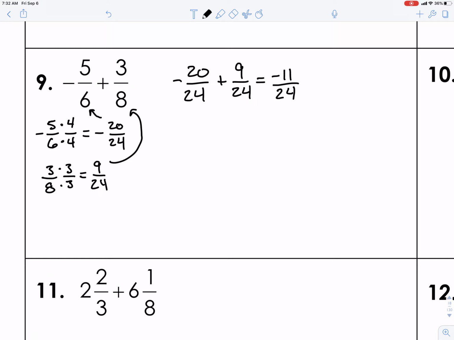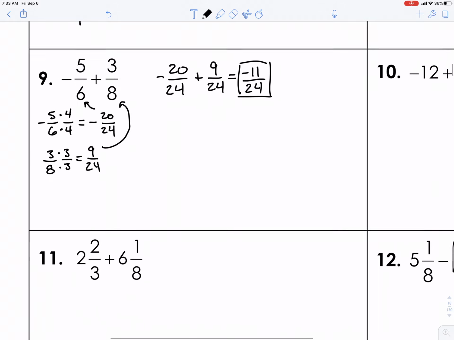Now, here we're kind of lucky. There are no numbers that 11 or 24 go into that are the same. I can't reduce it. I can't divide 11 by 2. And the only two numbers that go into 11 are 1 and 11, and I don't care about 1 because 1 won't change it, and 11 doesn't go into 24. So that is our final answer. Okay?